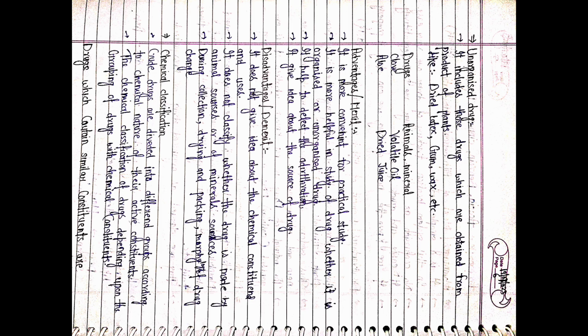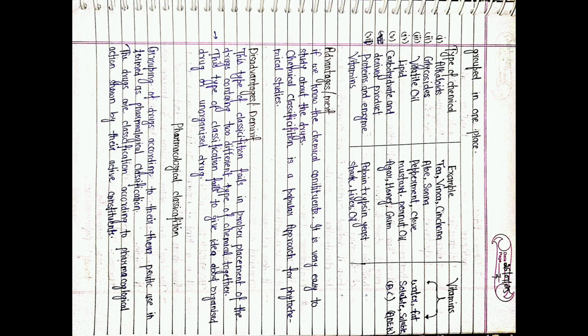Chemical classification. Crude drugs are divided into different groups according to the chemical nature of their active constituents. In the chemical classification, drugs are grouped in one place by type of chemical, with examples. 1. Alkaloids: vinca, cinchona. 2. Glycosides: aloe, senna.